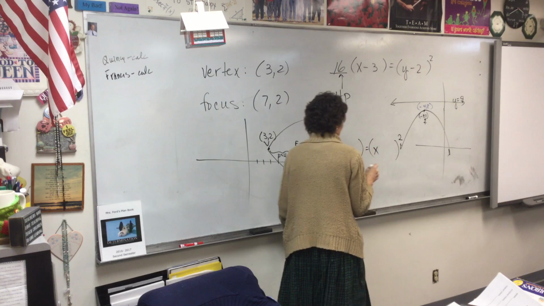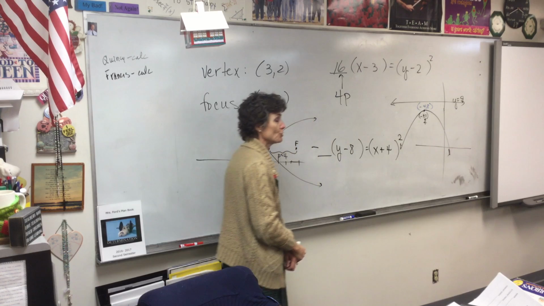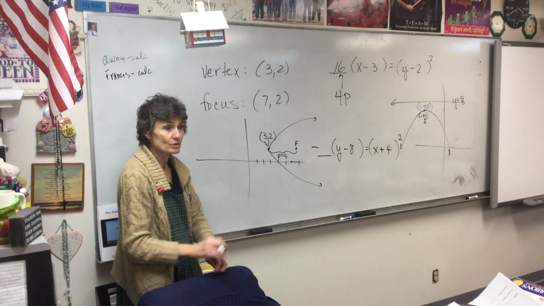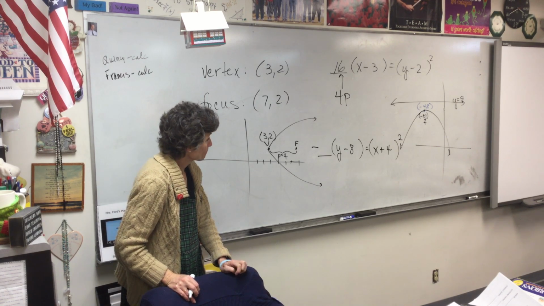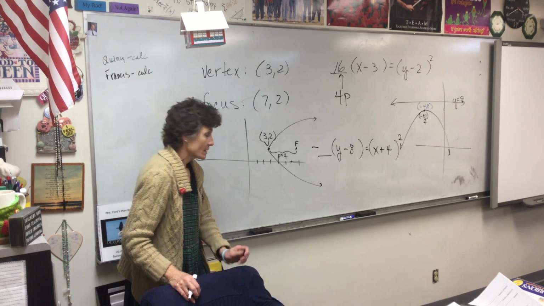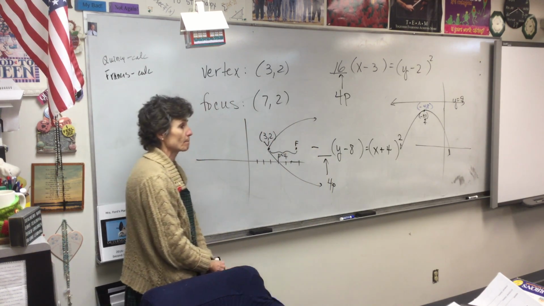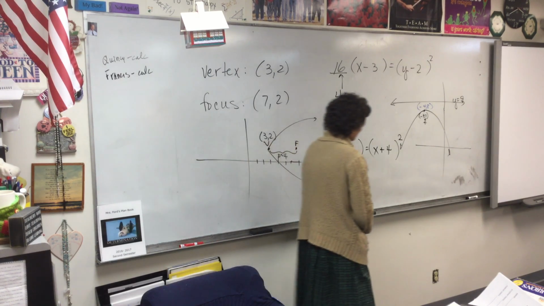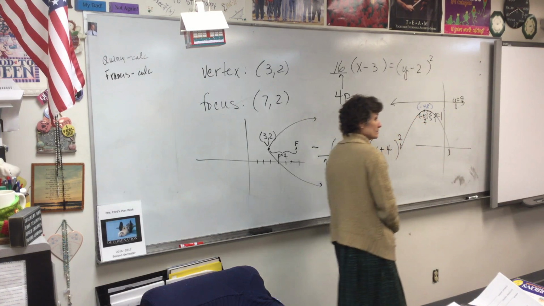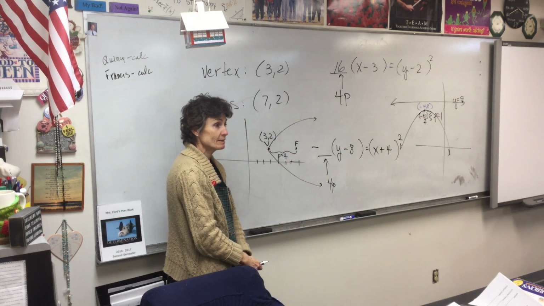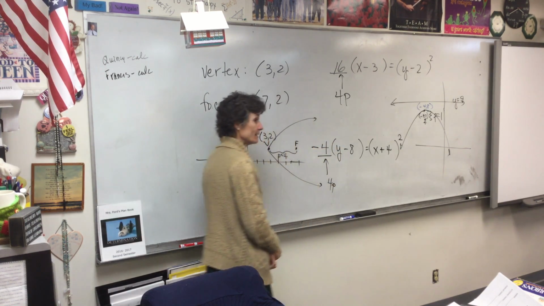Watch it. x plus 4, y minus 8. Make sure you get those attached to the right letters. The x is the negative 4. y is the 8. Everybody okay? This number, whatever it is, is 4p. Always remember that's 4p. You can look at your picture. What's p? 1? p is 1. So 4p is 4, and you've already made it negative. There it is.